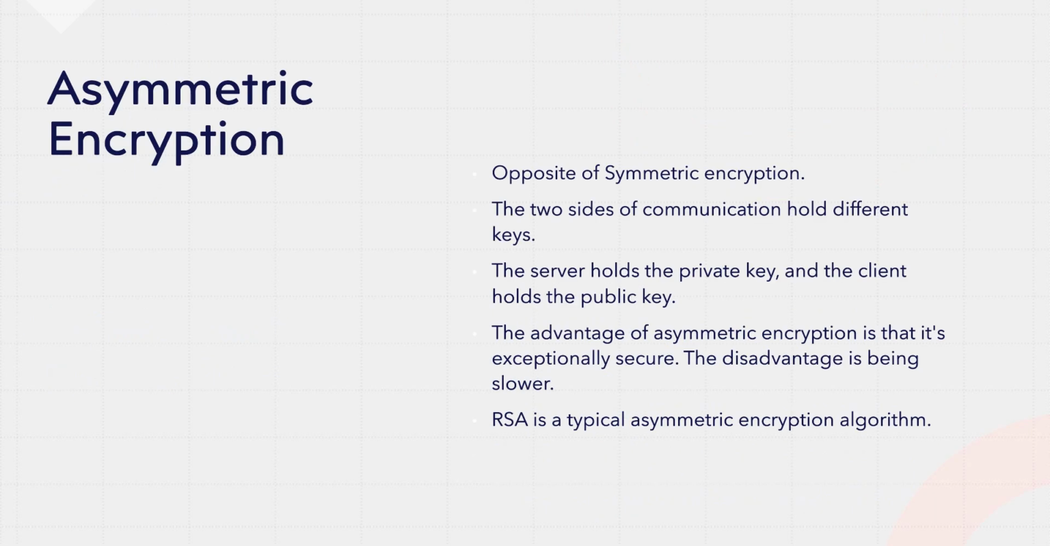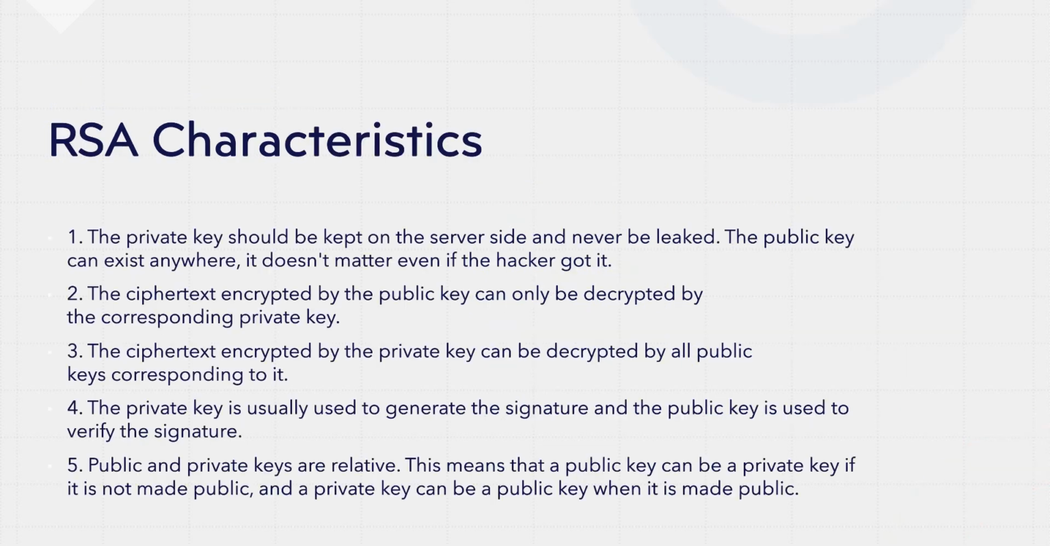Asymmetric encryption is the opposite of symmetric encryption. Two sides of communication hold two different keys. The server has the private key and the client has the public key. The advantage of asymmetric encryption is the opposite of symmetric encryption. It is exceptionally secure. The disadvantage is being slower because there's a lot of calculation involved. RSA is a typical asymmetric encryption algorithm.